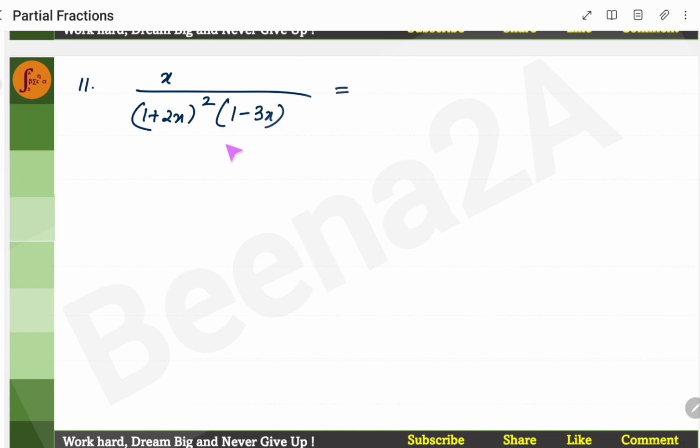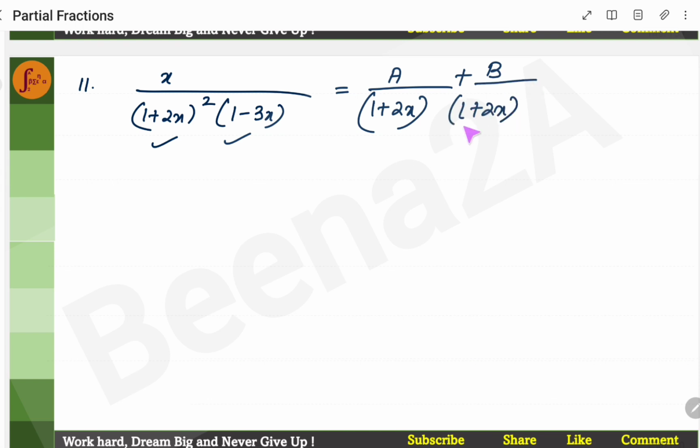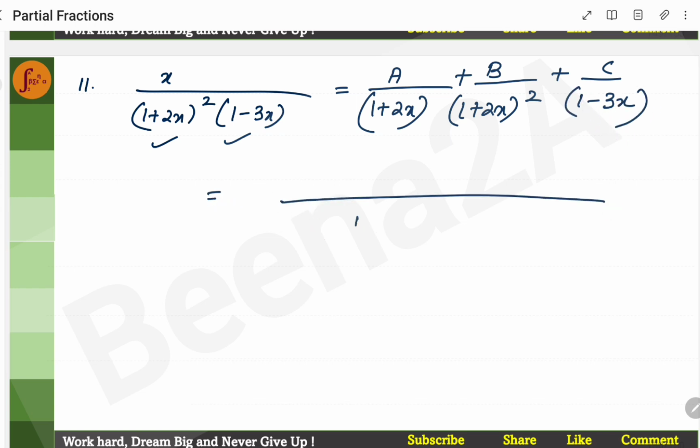Now we'll go to the next problem. We'll solve this. So I can write this as a by 1 plus 2x. This is a repeated factor. B by 1 plus 2x the whole square plus c by 1 minus 3x. Now I'll take the LCM. The LCM would be 1 minus 3x. Same thing. This will be the LCM.